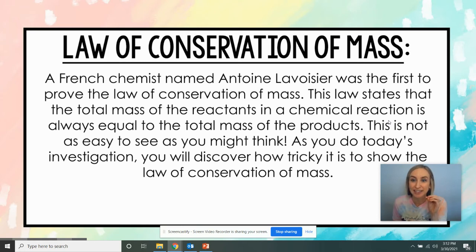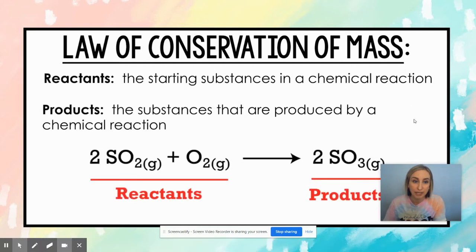So in this law, he stated that the total mass of the reactants in a chemical reaction or a chemical change is always equal to the total mass of the products. We'll talk about what reactants and products are in just a second, but this is not always super easy for us to see. And so you're going to be doing an experiment today. And the goal is to figure out if we can actually prove that this law is true. It is a little bit tricky. We may not get exact numbers, but we're going to do our best to prove that the law of conservation of mass is actually real and true.